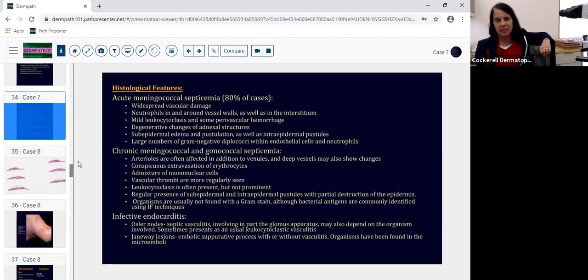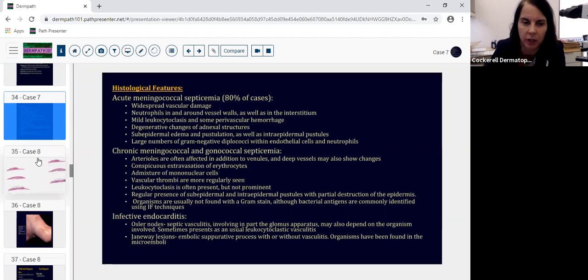Mild leukocytoclasis. I didn't see much in that slide. I saw lots of perivascular hemorrhage. I saw minimal degenerative changes of the adnexal structures, but I did see the pustulation and the intraepidermal pustules and the subepidermal edema and vesicles forming.